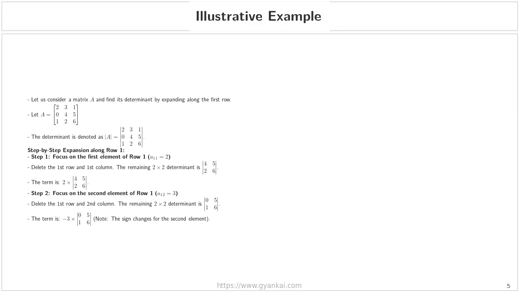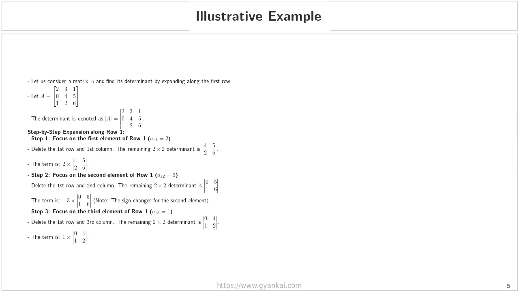Step 2, next we focus on the second element of the first row, which is a sub 1,2 equal to 3. Again, we delete the first row and the second column. The remaining elements give us a 2x2 determinant of 0, 5, 1, and 6. However, please pay close attention here. As we will highlight later in our discussion on common mistakes, the sign for this position changes. So our second term is negative 3 multiplied by this 2x2 determinant.